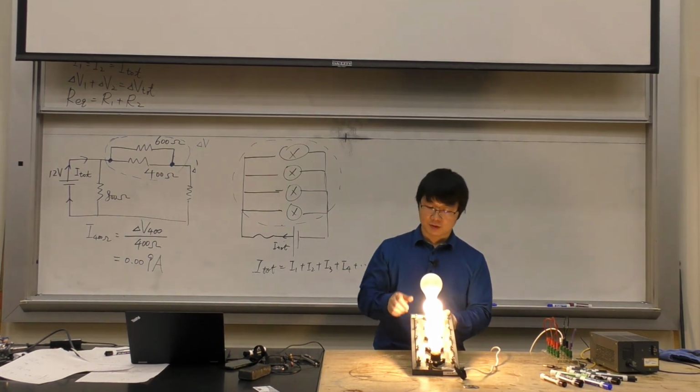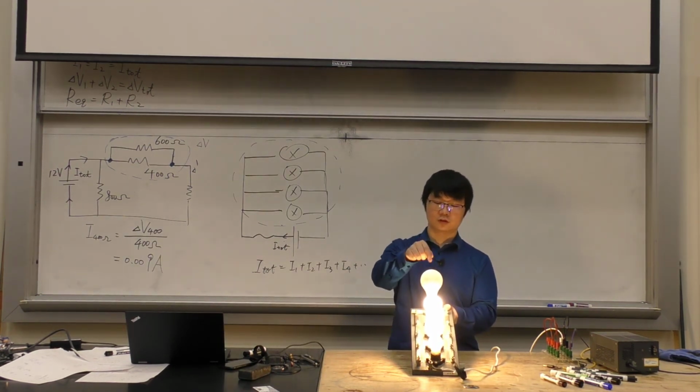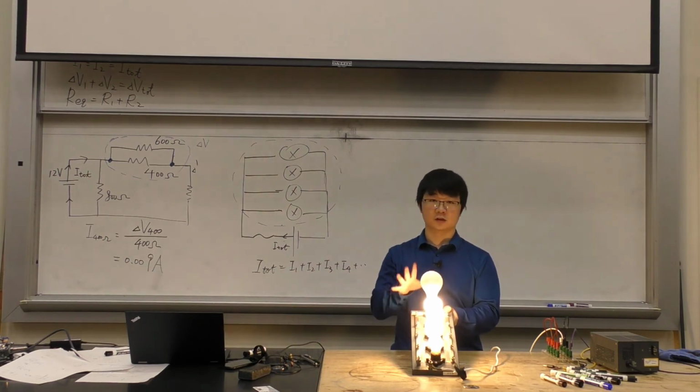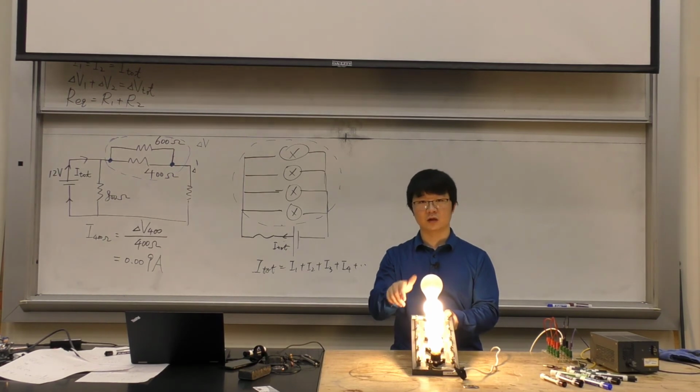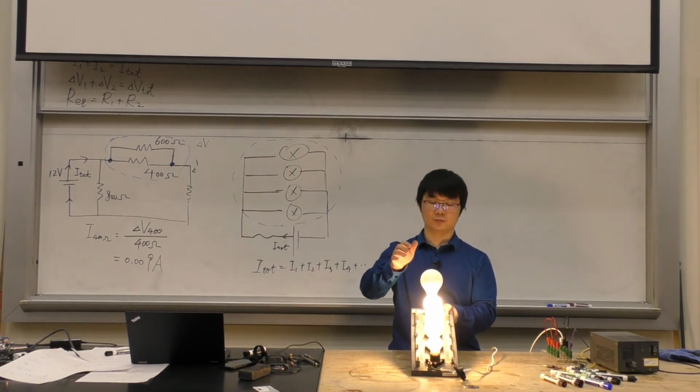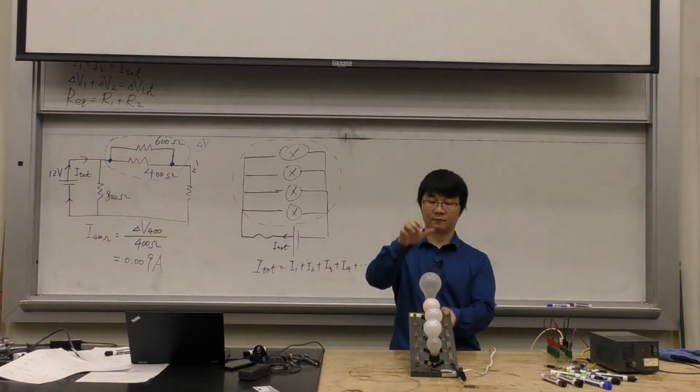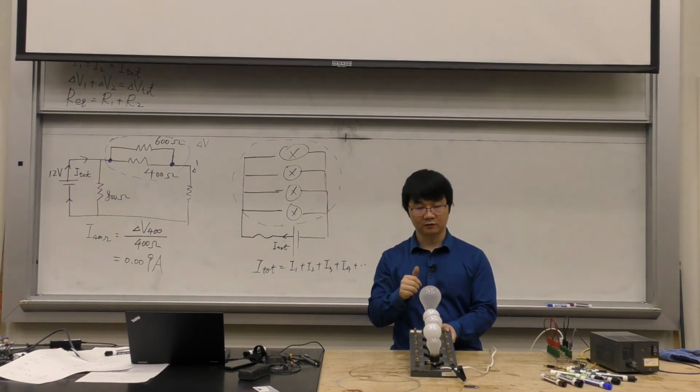Once I try to connect this big one to the circuit, the current is going to be too large for the fuse. It's going to melt. So everything is going to go out. So be prepared for that. Wow. Okay, never gets old.